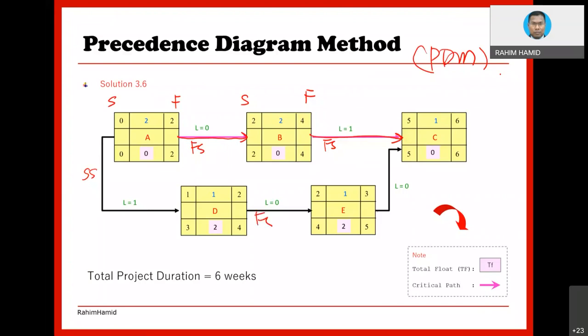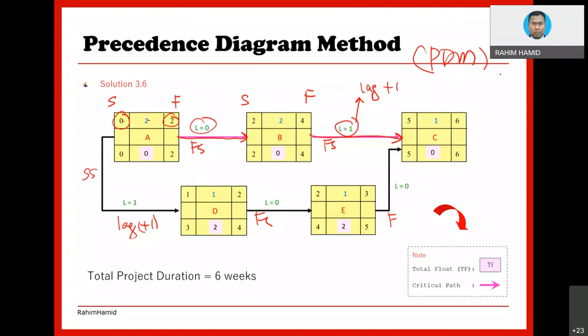And from E to C is also finish to start. And you notice another thing here, this value. This value we call lag. Here there is no lag, and here lag positive one. So what is this lag all about? Now let's go into a simple calculation. We do not want to go into much detail because we have one big slide for the PDM diagram. Just very quickly, for A, we start with 0. 0 plus 2 equals 2. Simple.